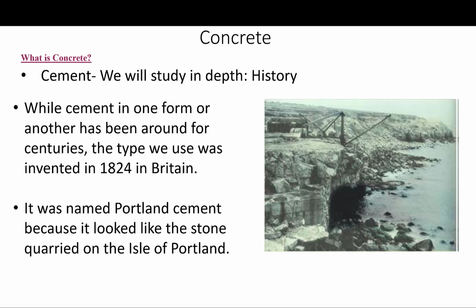So let's just here also mention some quick background about the history of cement. While cement in one form or another has been around for centuries, the type we use today was invented in 1824 in Britain. It was named Portland cement because it looked like the stone quarried on the Isle of Portland. So the Portland cement has nothing to do with Portland, and it's a generic name. That's how the name came to be.